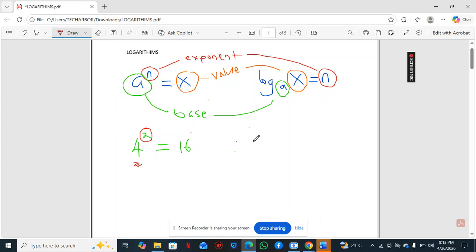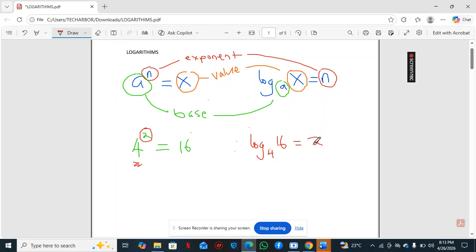So if we write this in terms of logarithms, you're going to write the base. The base is 4, so you're going to say log 4. Then you're going to bring the value here, 16: log 4 of 16 equals 2. This 4 squared equals 16 can be written in terms of logarithms like this: log 4 of 16 equals 2.